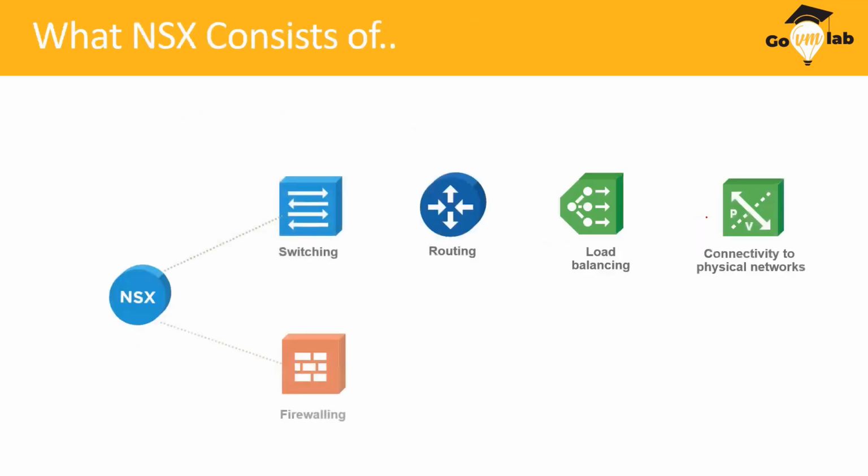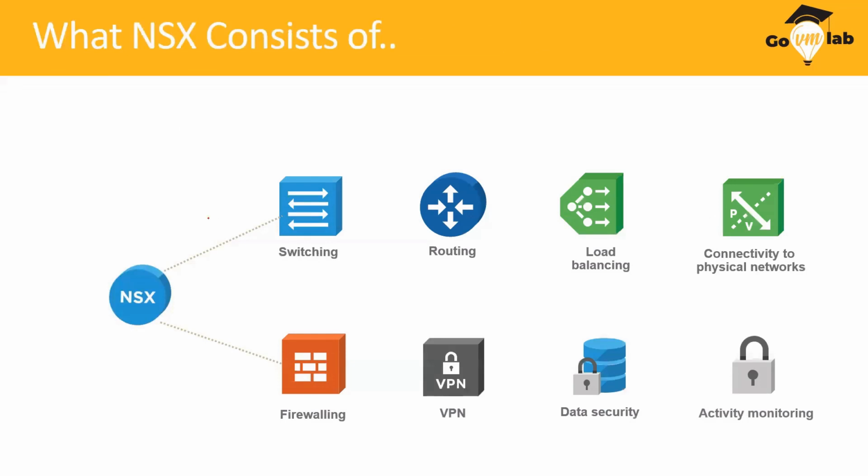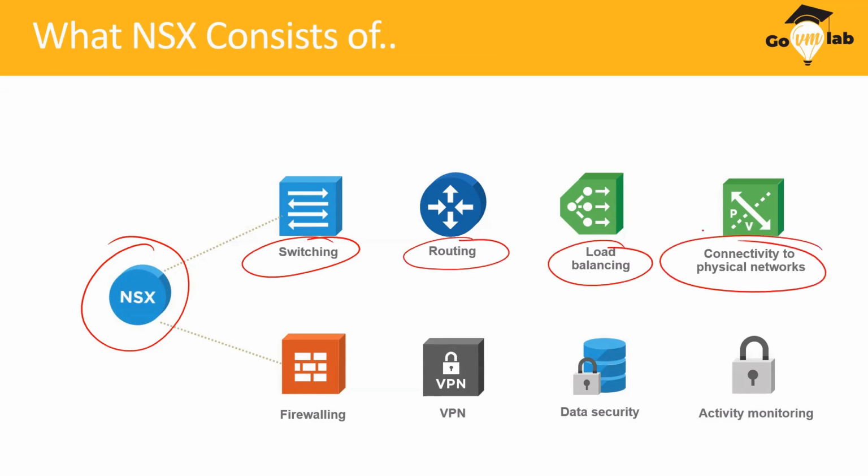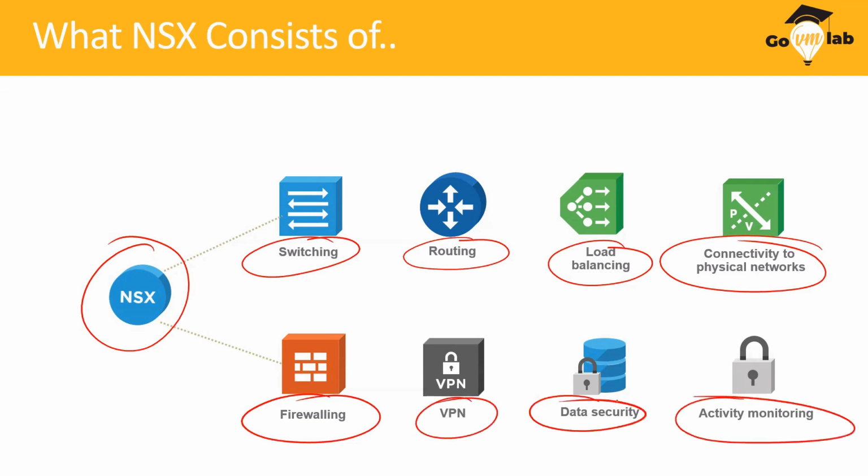So if you really try to understand what NSX consists of, NSX has switching. It gives you switching, routing, and load balancing. It also gives you a way to connect your virtual machine workloads to your physical networks. It also gives you amazing firewall capabilities, VPN, data security, and end-to-end monitoring. So it gives you everything in one single platform, where earlier what the industry and customers used to do was, for switching, they would take a Cisco implementation. For the router, they might be using an Arista router, for example. For the load balancer, they might be using an F5 load balancer. For security, they might be using Palo Alto.